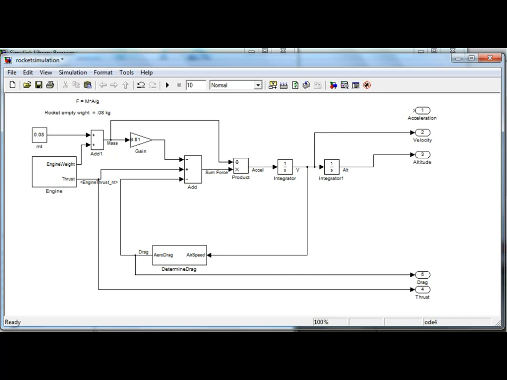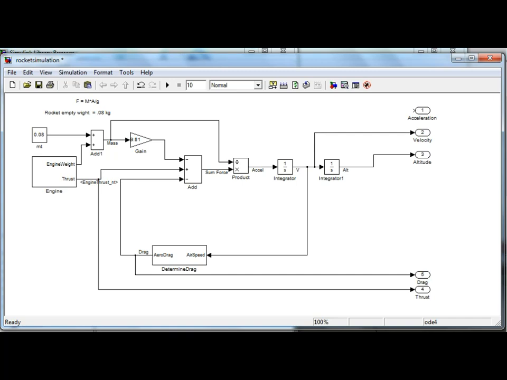Or I could put in a fixed time up here in my simulation parameters. I can say I'll stop after 10 seconds or 20 seconds. What I'm going to do is make the simulation stop when it comes back to the ground, so I can see the entire flight profile.